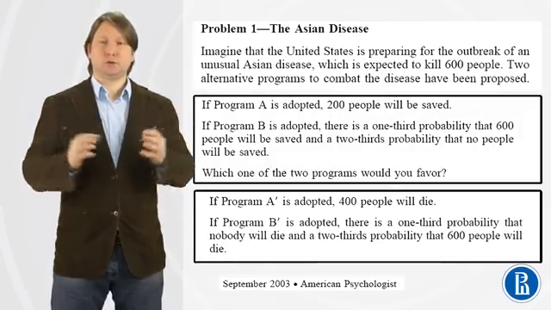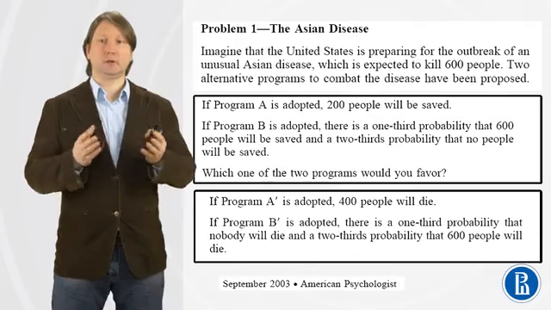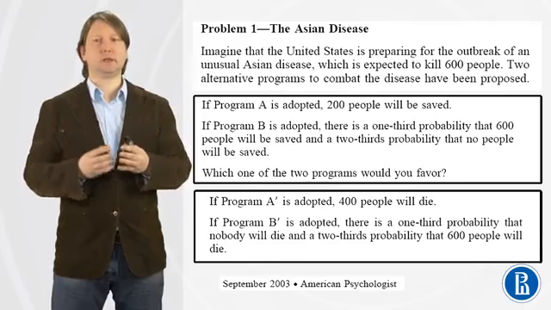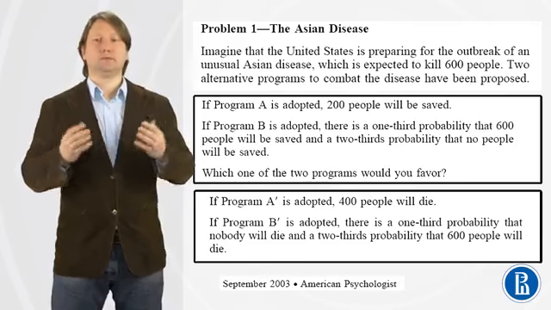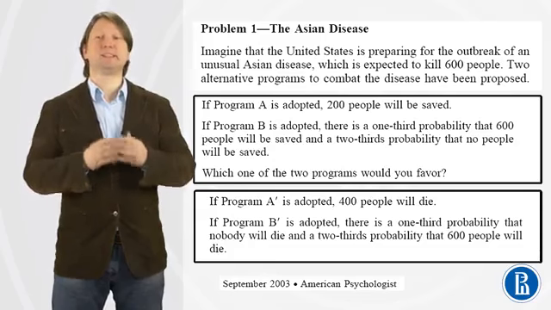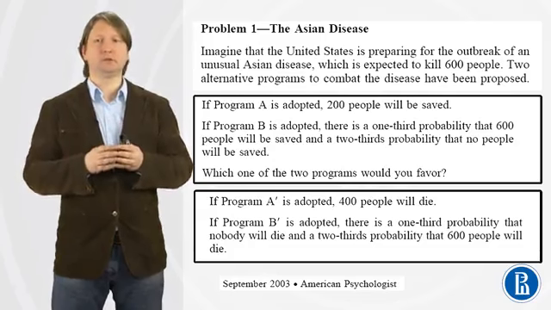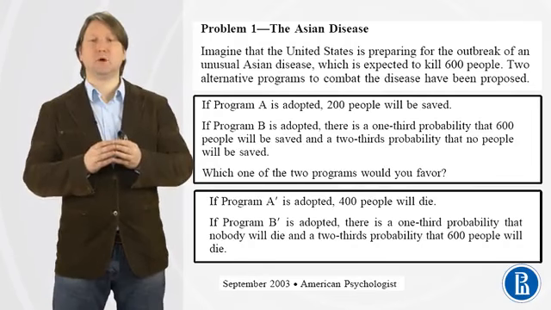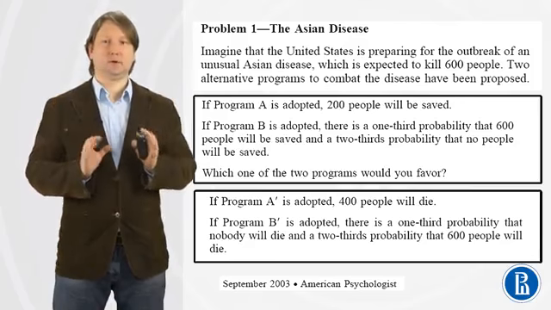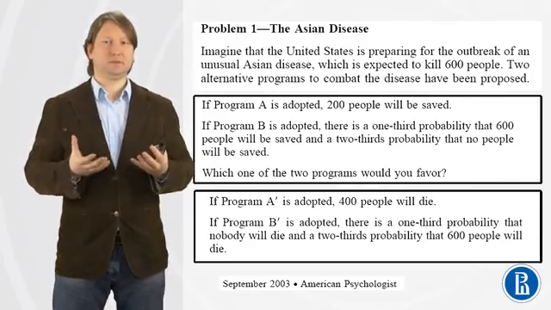So these are two versions of this experiment. You can see here that these are identical options. Just look at program A in the first example. If program A is adopted, 200 people will be saved. But this is identical to program A below, which states that if it is adopted, 400 people will die. These are two identical programs, but they're framed in a different way.